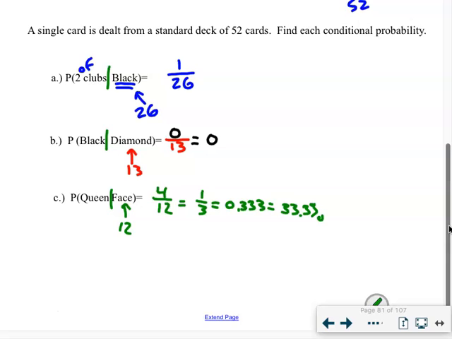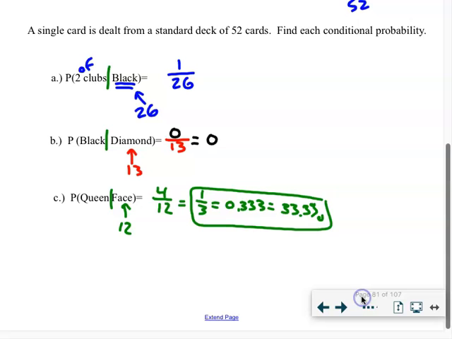33.3%. So whatever is after the vertical bar, that means given, that impacts the bottom, or the denominator, of the fraction. Whatever's to the left of the bar, we just say how many of those are there. Part B was kind of a trick question because there won't be a black card given that it's a diamond.